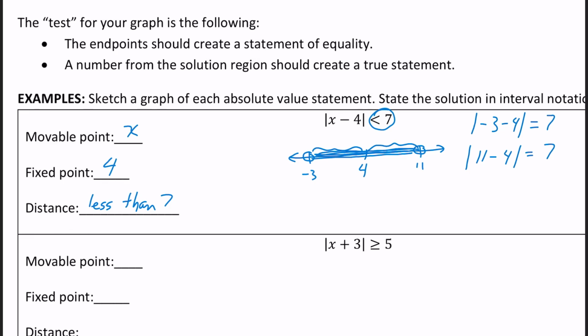Now let's pick any point in between negative 3 and 11. So just for fun, I'm going to pick a 6. So put 6 in for x. Is that less than 7? And that's what this is saying. A number from the solution region should create a true statement. So is this a true statement? Is the absolute value of 6 minus 4 less than 7? Well, 2 is less than 7, so this is true. And so that's the proof that my graph is correct.